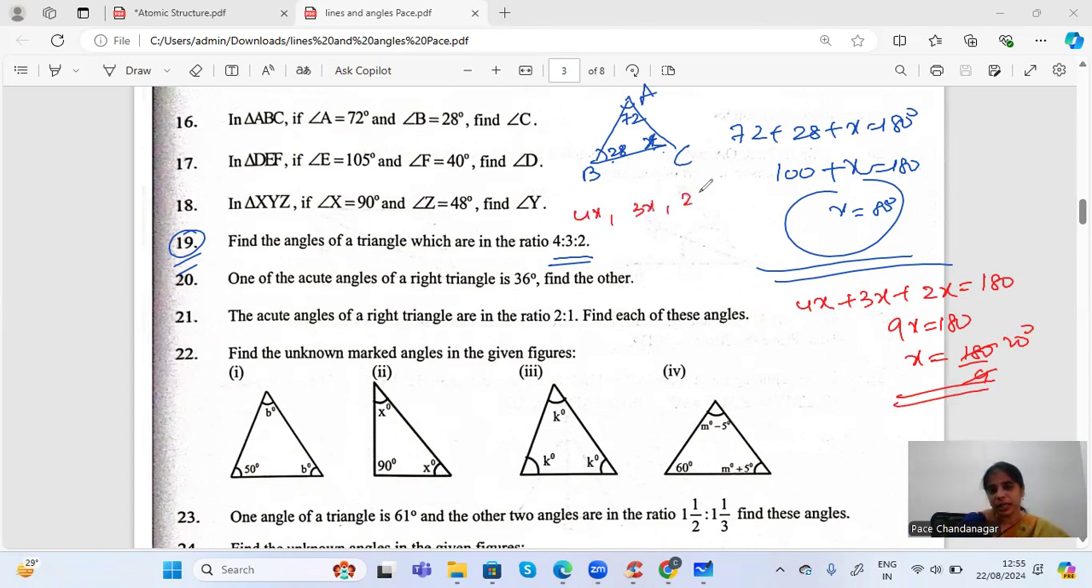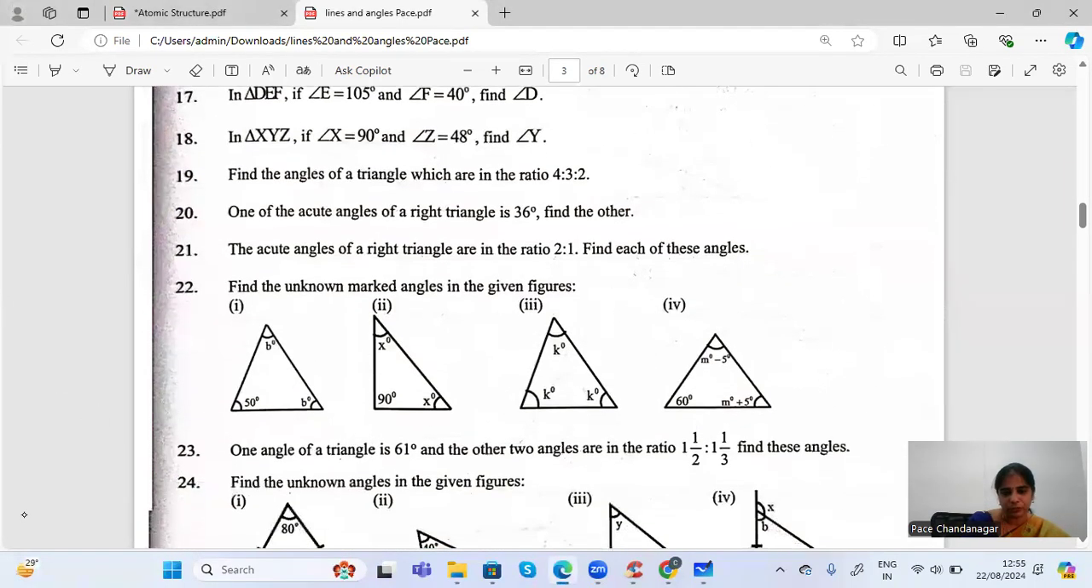4x, 3x, and 2x. So 4 into 20, which is 80. 3 into 20, which is 60. 2 into 20, that is 40. Now just add them up and see, are you getting 180 there? That's it, clear? So try solving all these questions, which are of the same types as what we have already completed.